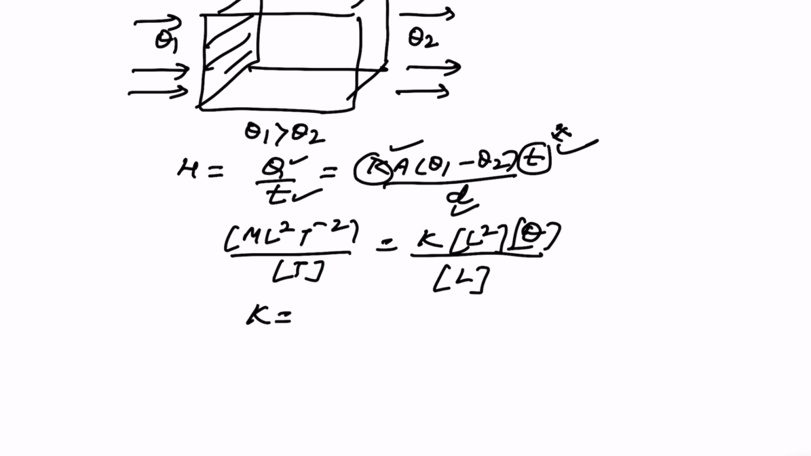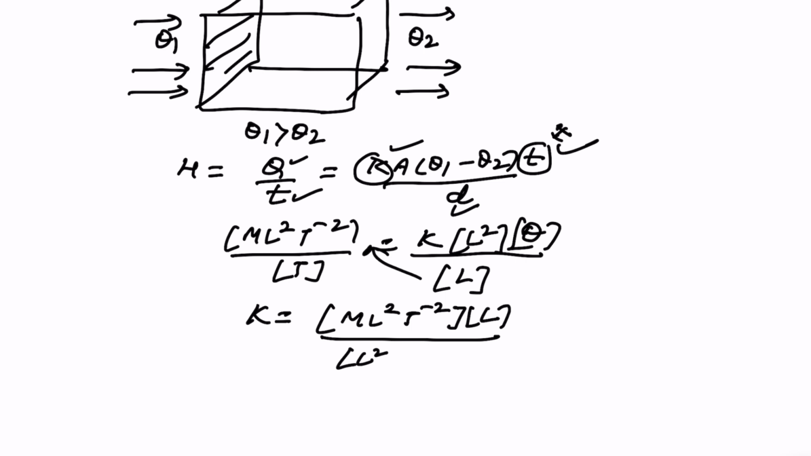So the dimension of K will become how much? Now if I take it to the numerator, ML2 T minus 2 into L divided by, now this L square and theta will go into the denominator, L square theta into T. L square cancels, so I will get K is equal to MLT minus 3 theta minus 1. This is the dimension of the coefficient of thermal conductivity. So these are some quantities whose dimension we should know. This can be used in the numericals.